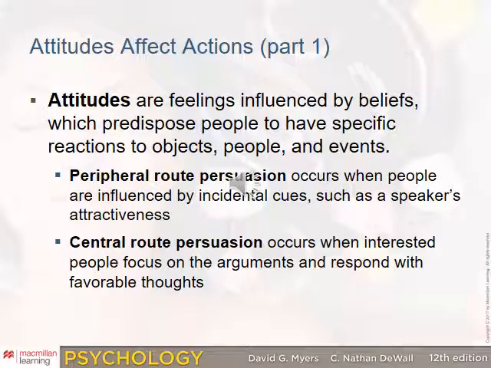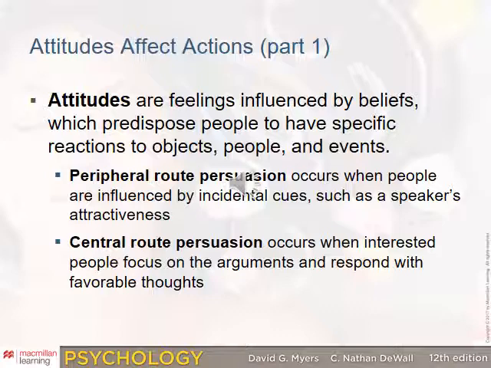So, when it comes to attitudes, they definitely do affect our actions. They are feelings influenced by beliefs, which predispose people to have specific reactions to objects, people, and events. There are two different routes of persuasion: the central route and the peripheral route. The central route to persuasion occurs when a person is persuaded by the content of the message. The peripheral route to persuasion occurs when a person is persuaded by something other than the message's content.